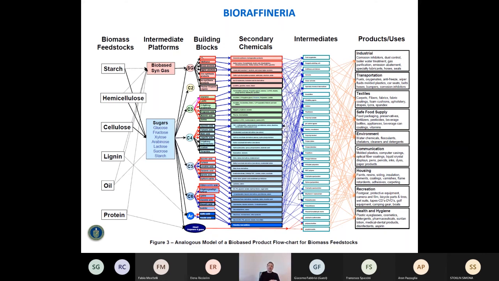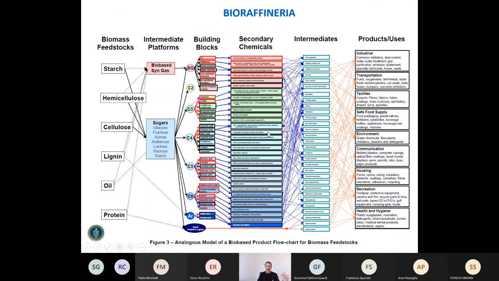And this is the idea. You see a lot of lines, but this is the concept. You start from biomass, from every kind of biomass: starch, hemicellulose, cellulose, lignin, oil, protein. You see the main elements you have in the biomass feedstock, and all the possible pathways. You see 1,000 pathways here. You are not able to read everything, but it's just to understand the concept.